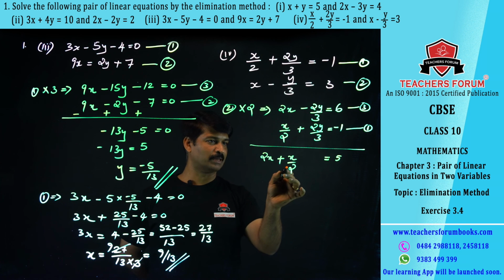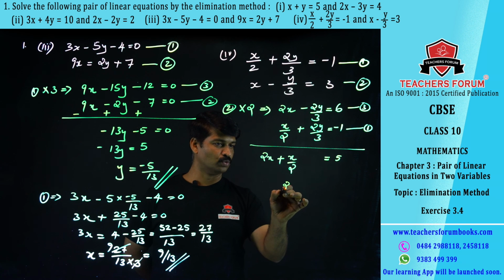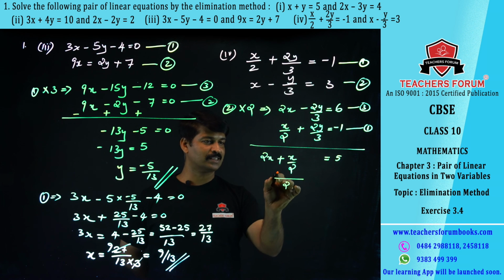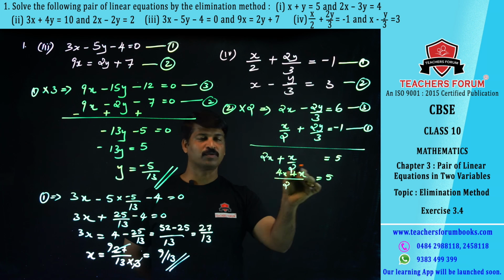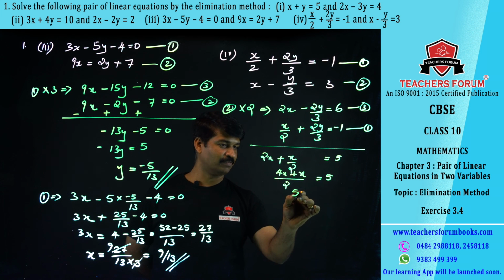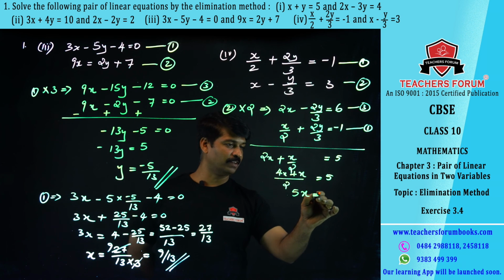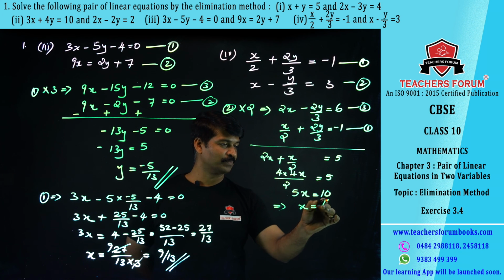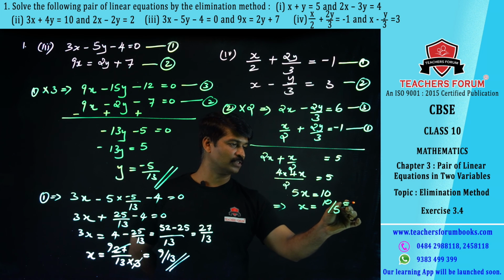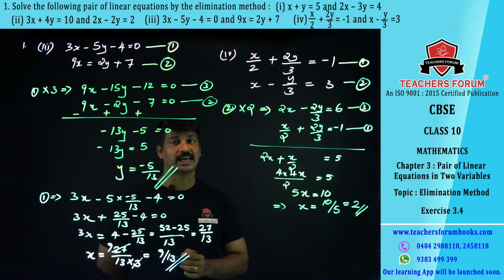Here you can cross multiply, you can take the LCM as 2, then you will be getting 2 into 2x, that is 4x plus x equals 5. What is 4x plus x? 5x. 5x equals 2 into 5, that is 10. Then what is the value of x? The value of x equals 10 by 5, that is 2. You get the value of x as 2.